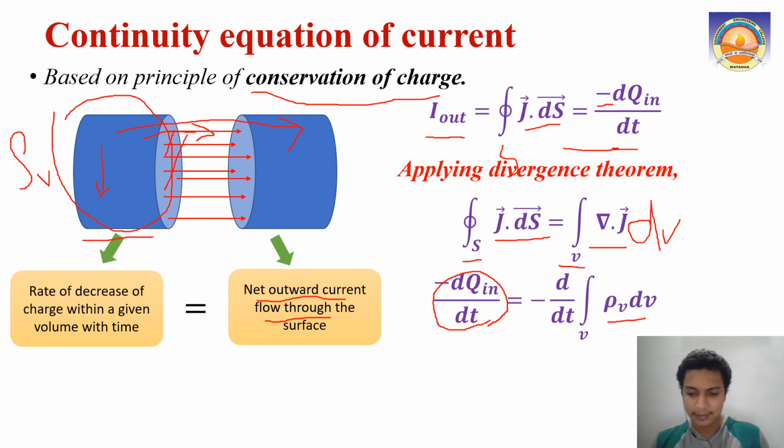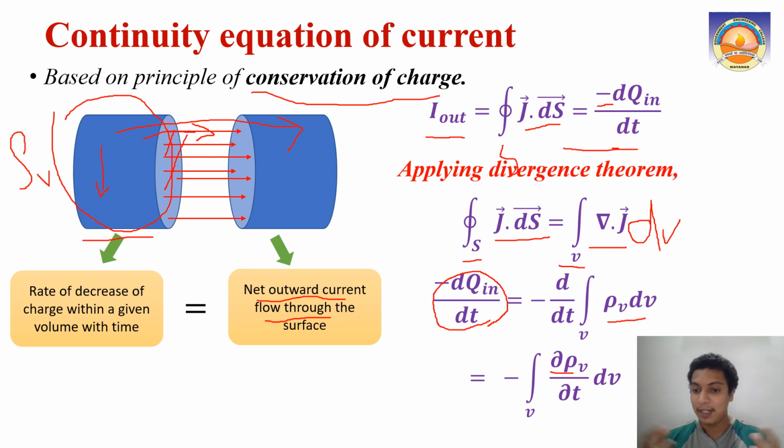Clear? So now this d by dt, this differentiation, when I take it inside the integration, it becomes a partial differential, dou rho v by dt. Why has it become a partial differential? Because in many objects, or in a general case, we might have the volume charge density vary within the space.